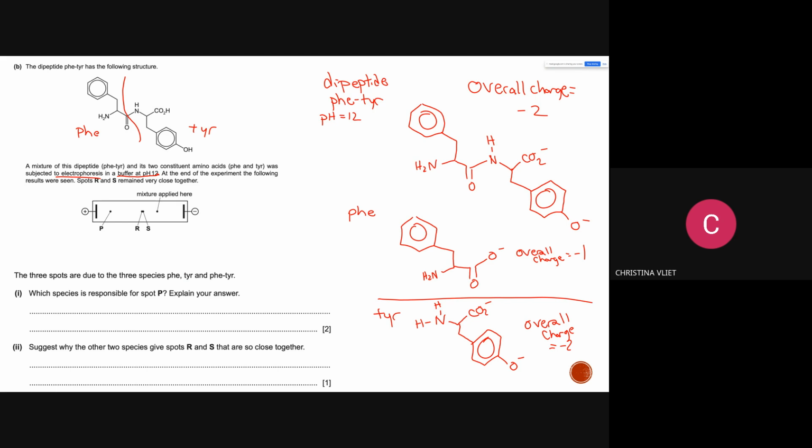Yes. Stupid question: how do I know which side is Phe and which side is Tyr? It's left to right. If they had said Tyr-Phe, it would have been Tyr-Phe. Does that make sense? They write it left to right, and they also draw out the molecule left to right. So the way that it's written is the way that it's drawn out, so you understand which amino acid comes first, which one comes next, and how they're connected in the middle. Okay. This is the information we need to solve the question. Which species is responsible for spot P?